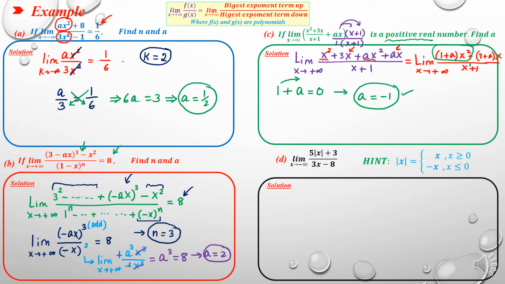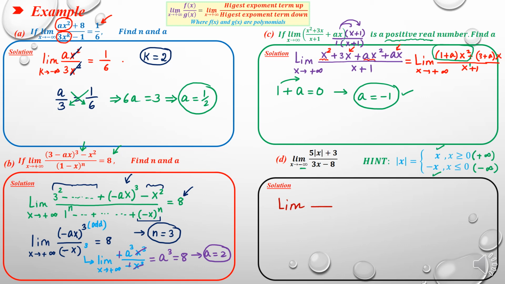In part D, we have the limit when x goes to negative infinity for a function that includes the absolute value function. And as you know, the absolute value of x equals x when x is greater than or equal to 0, and equals negative x when x is less than or equal to 0. And when x is greater than 0, this means x goes to positive infinity. And when x is less than 0, this means x goes to negative infinity. And here we have the limit when x goes to negative infinity, so you have to write the function without the notation of the absolute value.